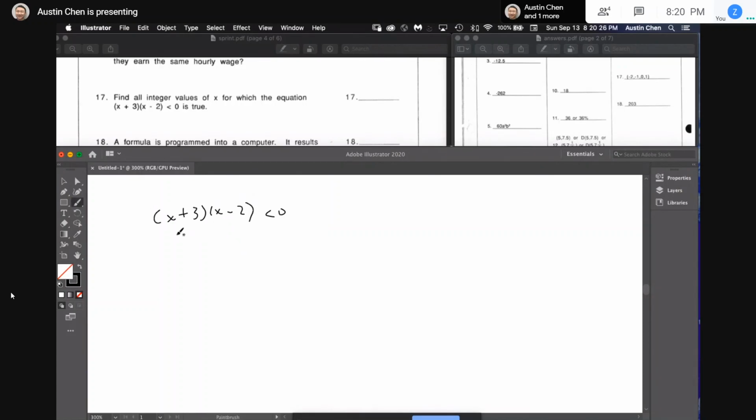Like if these were both positive, that would not satisfy the expression because this is positive, and a positive number cannot be less than 0. And same thing if they're both negative, because then they multiply to a positive number. So what we're looking for here is just that one of these expressions is positive and the other one is negative.